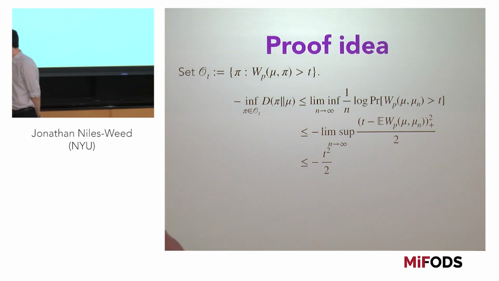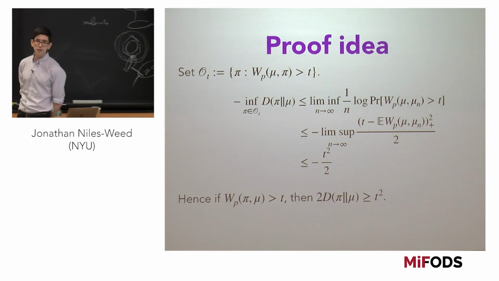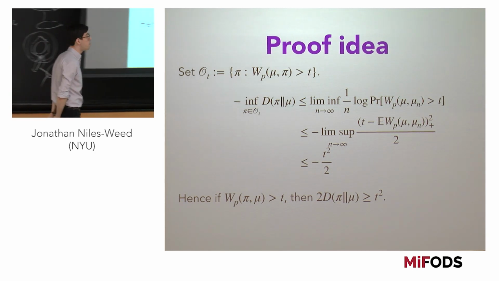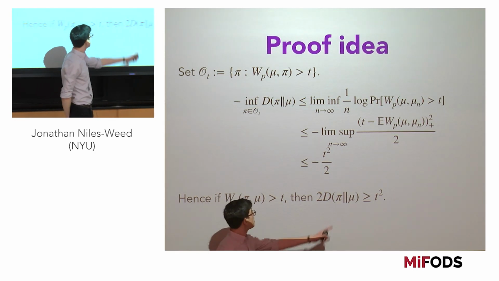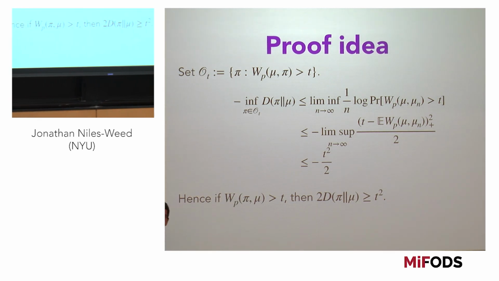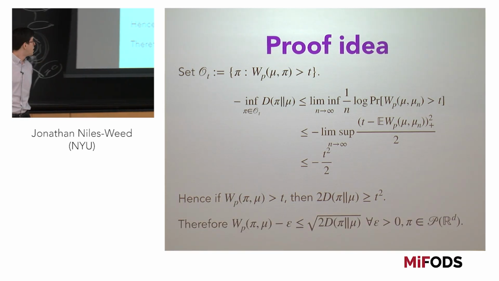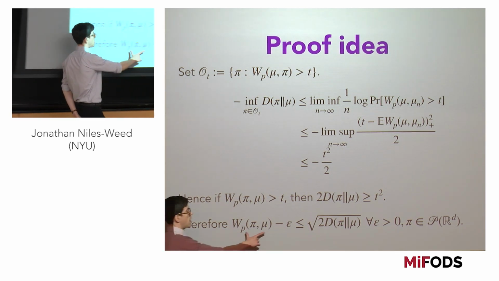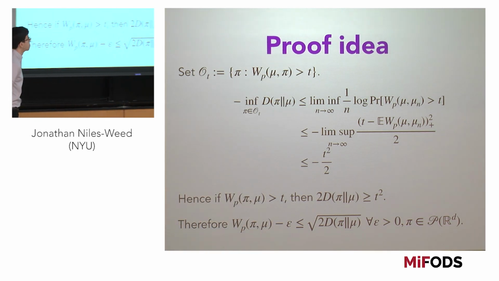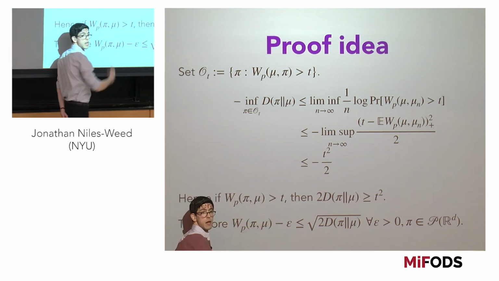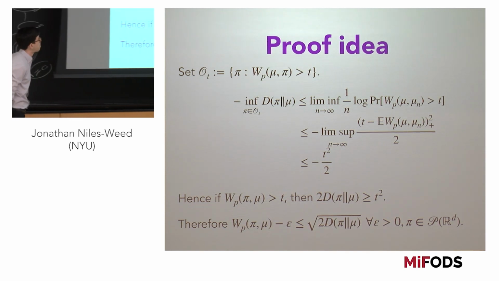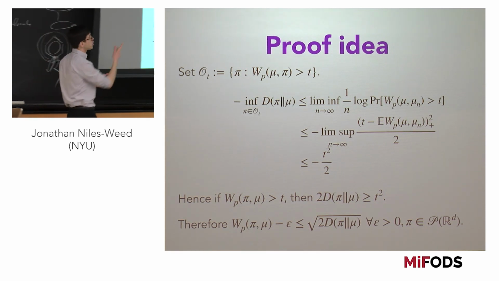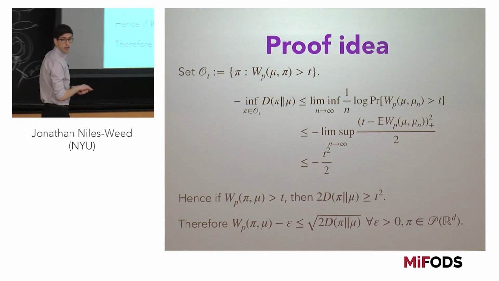So what have we shown? We have shown that if the measure pi lies inside this set, in other words, if the Wasserstein distance is greater than t, then the relative entropy is at least t squared. But now we're done. Because this implies that for any epsilon greater than 0, this thing must be smaller than this thing, just by choosing a t that's an epsilon smaller than the quantity that I care about. So this large deviations argument automatically gives us that the concentration of this one function implies an inequality of this form.